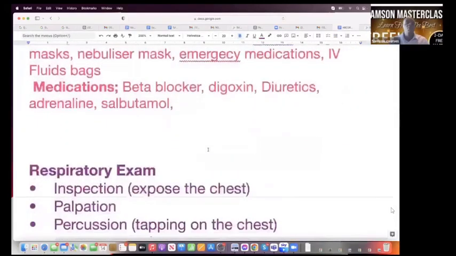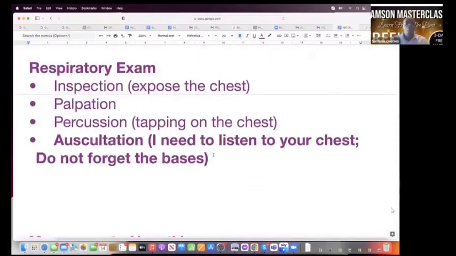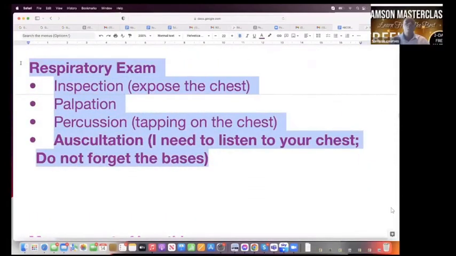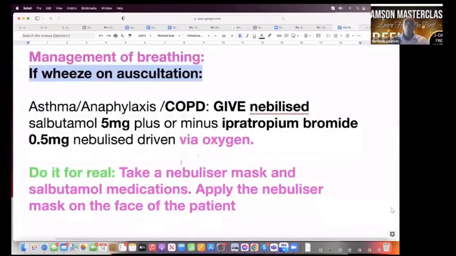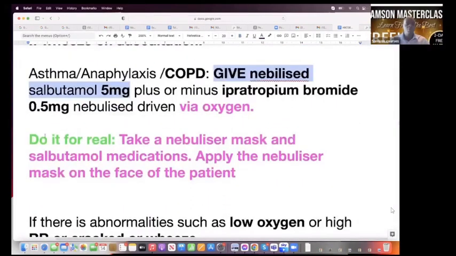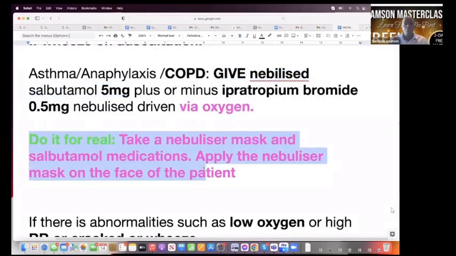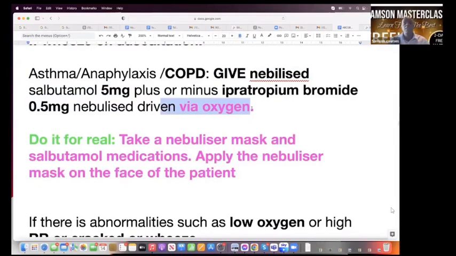Okay, then we go to what? Examination. You perform examination of the chest. What do you find? There is wheeze. What do you give? Nebulizer salbutamol, 5 milligrams. You do it for real. Remember, driven via oxygen. Nebulizer salbutamol, 5 milligrams, driven via oxygen.